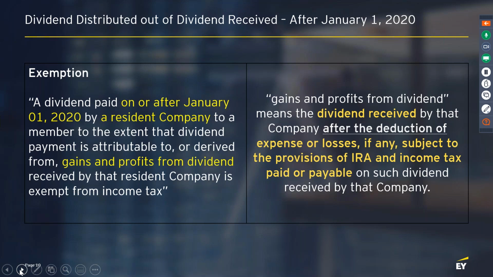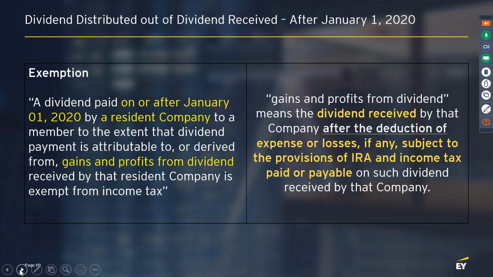It says a dividend paid on or after January 1st, 2020 by a resident company to a member, to the extent that the dividend payment is attributable to or derived from gains and profits from dividend received by that resident company, is exempt from income tax, right? So if you can see, the exemption specifically refers to a resident company or the individual, right? That is because the law provides a specific exemption to the dividend income received from a non-resident person. So this exemption refers only to the resident company.